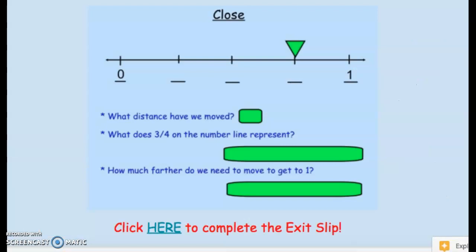To close today, you're going to complete an exit slip. The exit slip link will be provided to you, but here's a look at what the questions are so you can prepare your brain now.